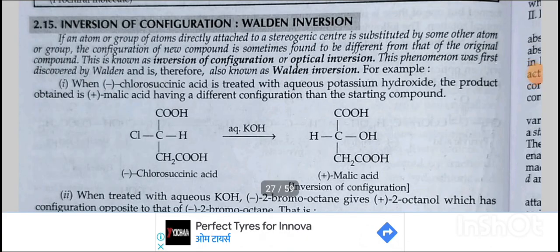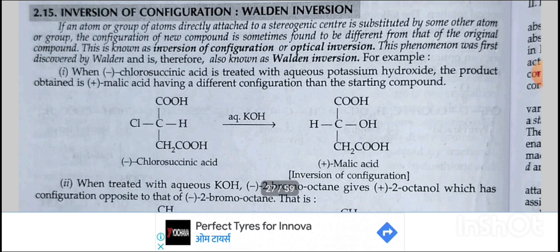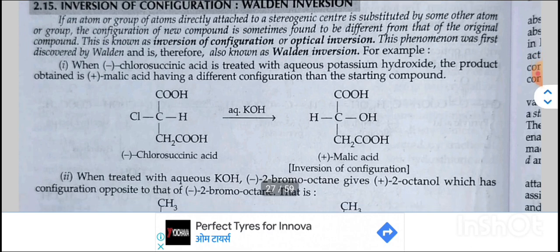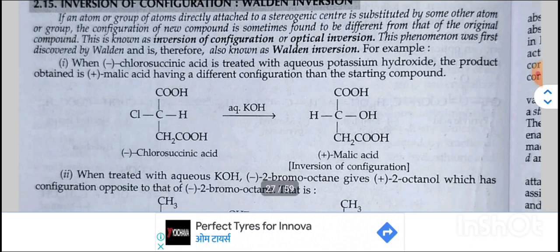Inversion of configuration, Walden inversion. If an atom or group of atoms directly attached to a stereogenic center is substituted by some other atom or group, the configuration of the new compound is sometimes found to be different from the original. This is known as inversion of configuration or optical inversion. The phenomenon was first discovered by Walden and is therefore also known as Walden inversion.